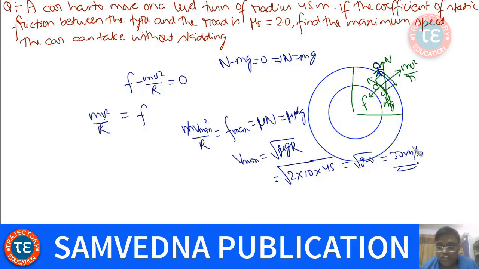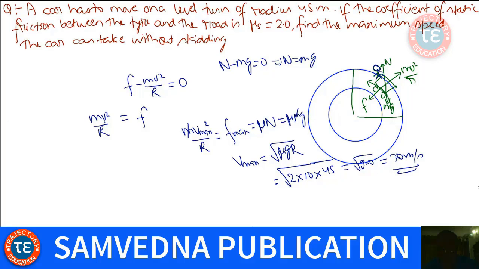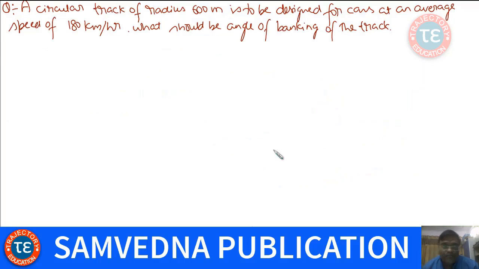That's the maximum velocity which car can have. If car has got velocity beyond this, it will skid in radial direction, and if it has got velocity less than this, then it is safe. So maximum allowed velocity is 30 meter per second without skidding. Alright, let's move to next question.